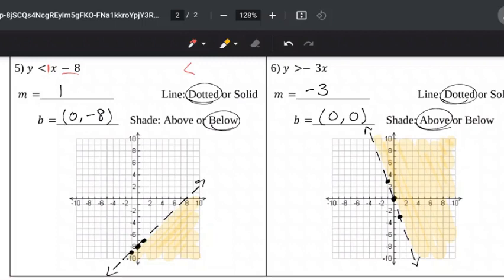And number 6, y is greater than -3x. This is our slope. And there is nothing over here to the right, which means our y-intercept is (0, 0). It's at the origin. Greater than, not equal to, dotted, and greater than means above.